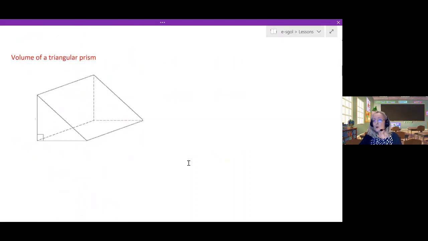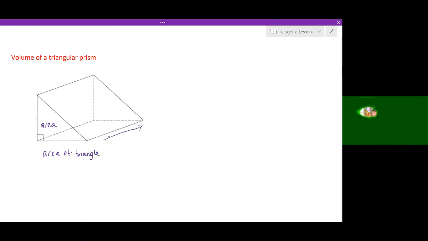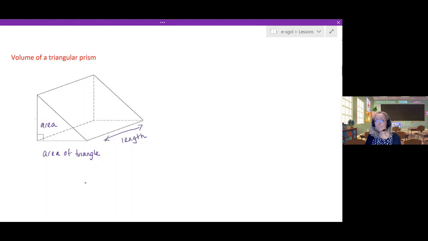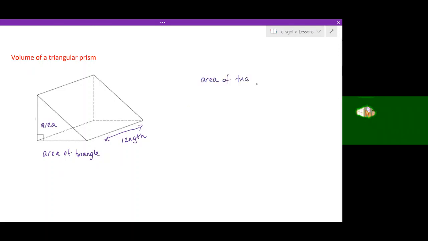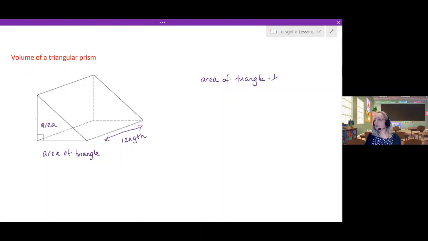Now, for the volume of a triangular prism, I need to find the area of the face here. So this is the area of the triangle. And once I've found that, then I need to multiply that by the length that it goes back. So we said that the area of a triangle is a half multiplied by the base, and then we're going to multiply that by the height.